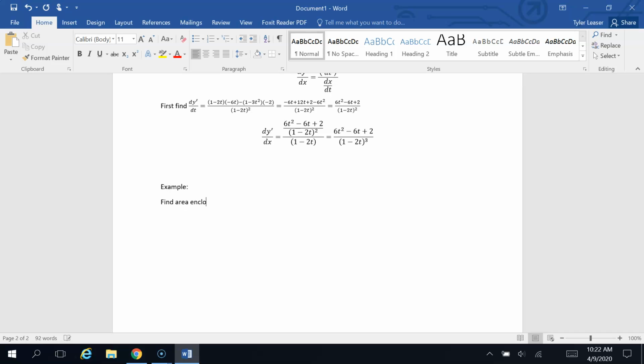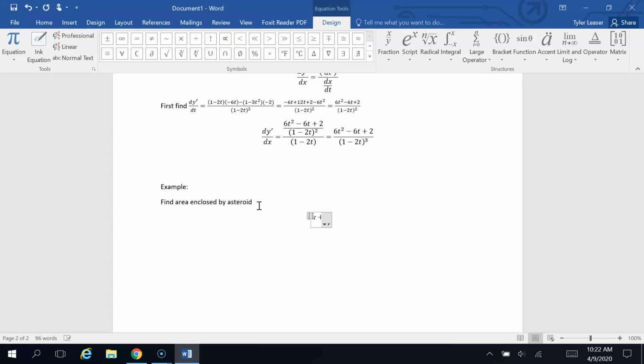Find the area enclosed by the asteroid. And so the asteroid in math is this, and I'll show you a picture of it here in just a second. It's cosine cubed t as the parameterization of x. Y is going to be sine cubed t. And this is going to range from 0 to 2 pi.